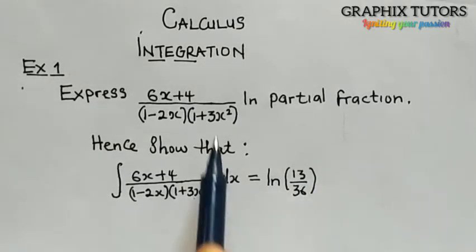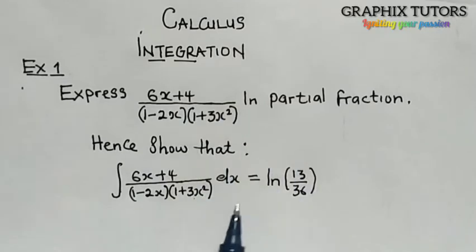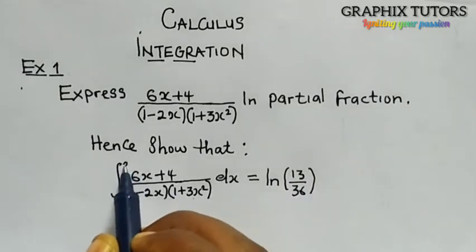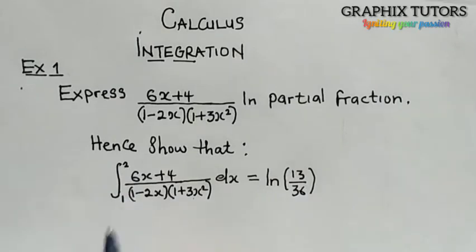Hence, your results show that the integral of (6x + 4) all over (1 - 2x)(1 + 3x²) is equal to what? Ln 13 over 36. So you prove that this is equal to this, right? This has limits of 2 and 1, so this is what we'll call a definite integral. So now let's start. Solution.